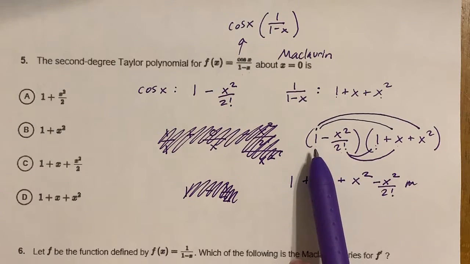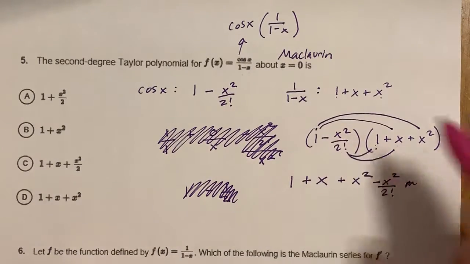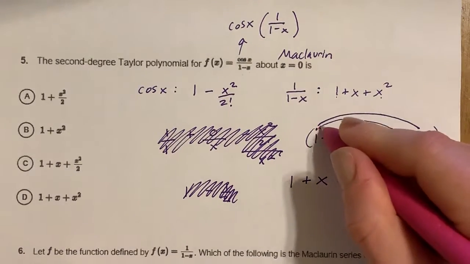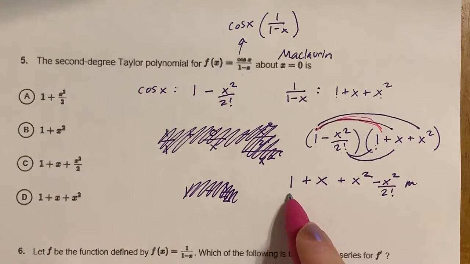So I'm going to start with my 0 degree terms, and I'll get a different colored pen to show. By 0 degree term, I just mean the numbers. So I multiplied the numbers together, 1 times 1. That's how I got this 1 over here. Then I moved on to my first degree terms. So things that just have an x in them.